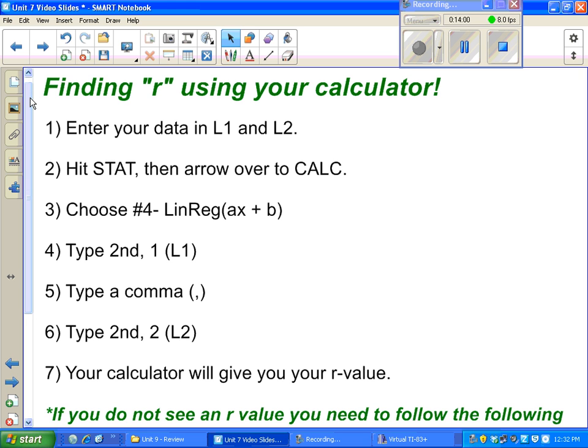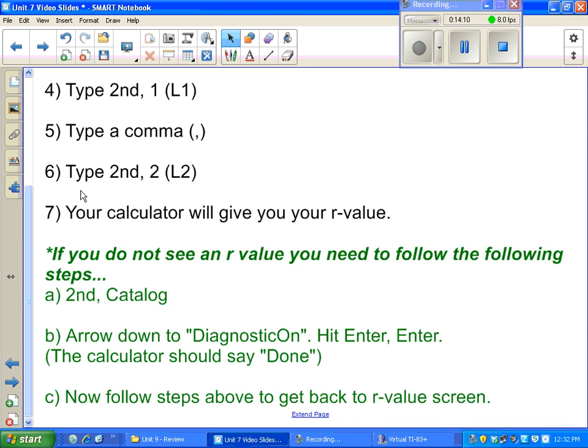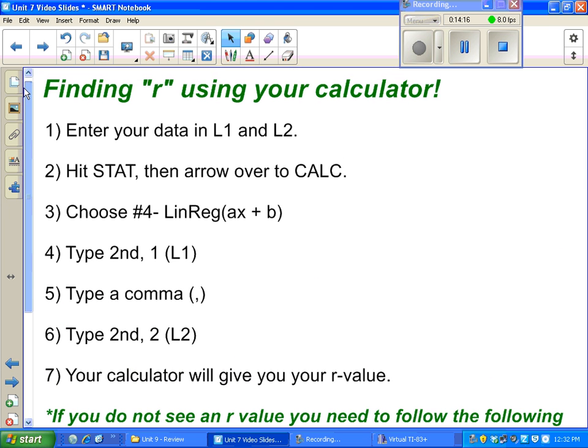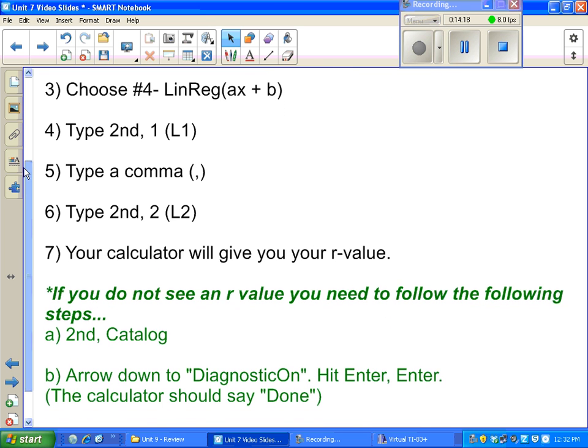This is how you would get the R value using your calculator. This is something we will always give to you. So you always put your data in L1 and L2, and then that's under the LinReg, the linear regression button. And remember, if you're not seeing an R value, just let us know, because we just need to turn your diagnostics on. But here are the steps for you if you need them at home. Okay, and you can always pause if you need to see them all.